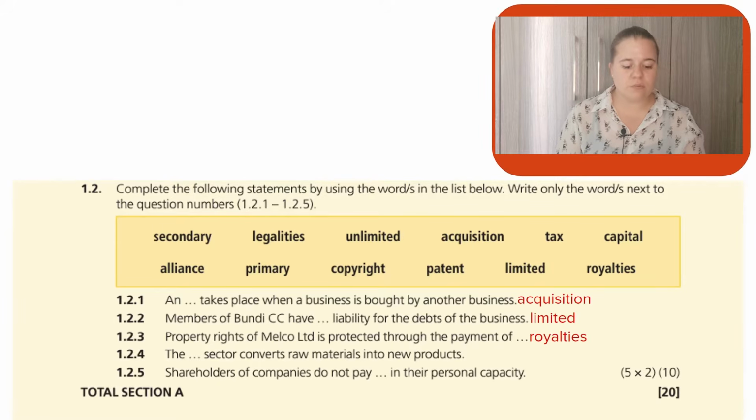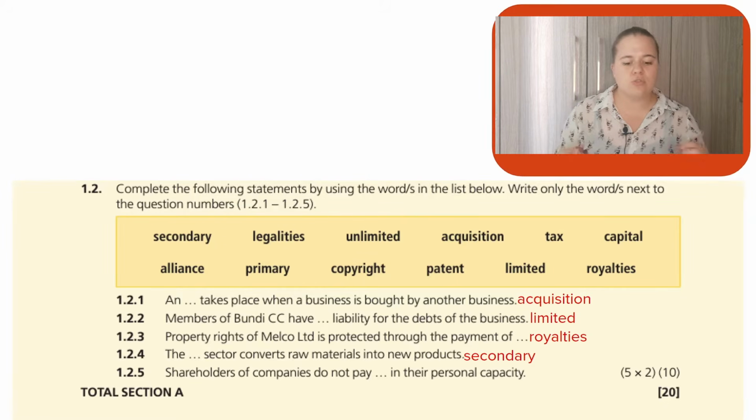What sector converts raw materials into new products? Now just remember with this one, we said in the previous question when we were doing the process of elimination, remember we said the secondary is the one that converts the raw materials. So the answer is going to be secondary. Where's its buddy that's going to confuse you? Primary. So this is why I'm saying just be careful.